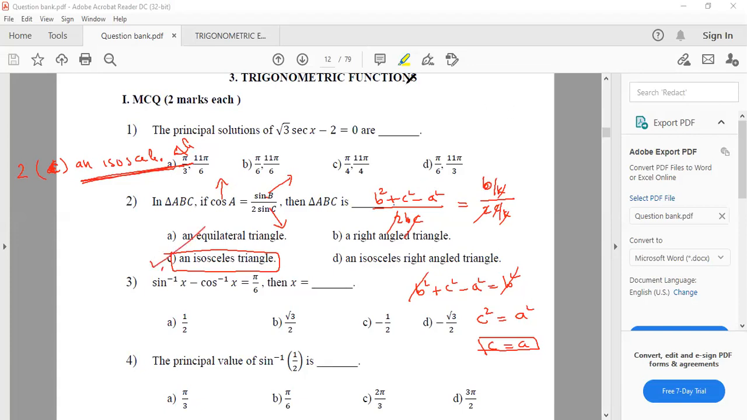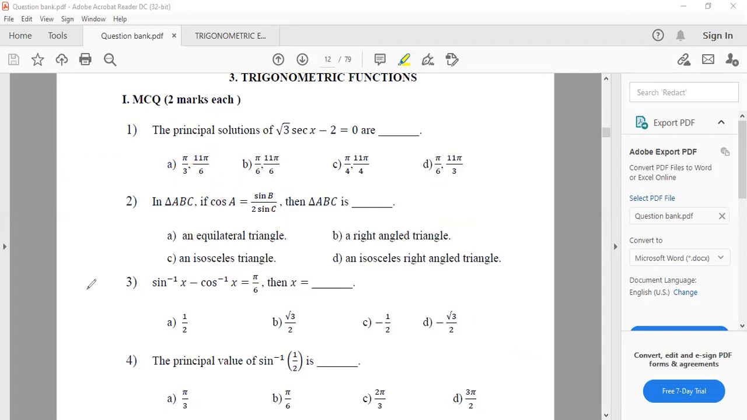How do you check for a right angle? Right angle can't be checked from this. If the conclusion were a right angle, B square plus C square would equal A square; the Pythagoras theorem should be satisfied. You didn't end up in that. So option D: only isosceles. We can't say anything about the right angle. Okay, next one.